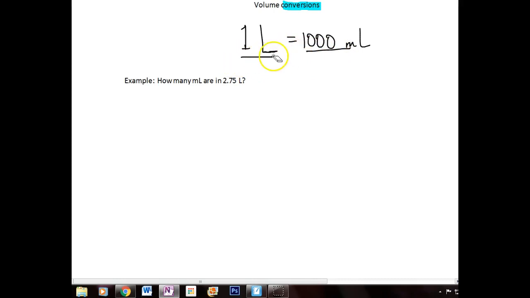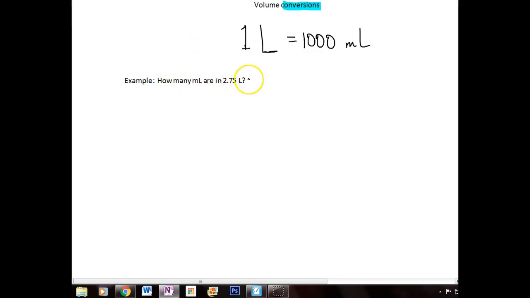Other times we're given liters and we want to convert to milliliters for different reasons, and we'll get more into those reasons as we go through this class. Here's how I attack these problems. So I have a problem here. It says how many milliliters are in 2.75 liters. If you get into the habit of doing conversions the way I'm going to show you, it'll make life much easier for you as we go down the road in chemistry class, because conversions are going to come up over and over and over once we get into atoms and molecules and grams and things like that. So trust me, do it this way.